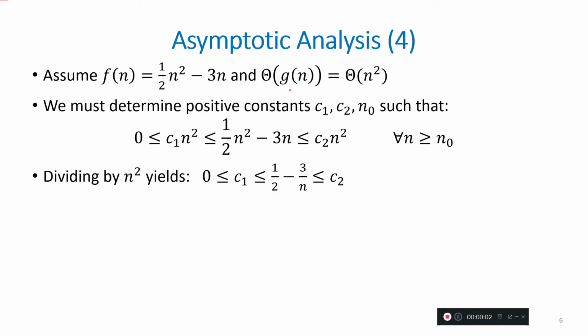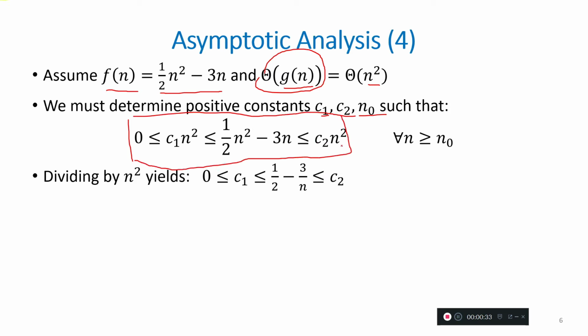In this example, we have g of n, which is equal to n squared. Therefore, theta g of n is the asymptotic tight bound of function f of n. Based on the definition of theta, we now have to find some positive constants c1, c2, and n0 such that these inequalities are all satisfied.